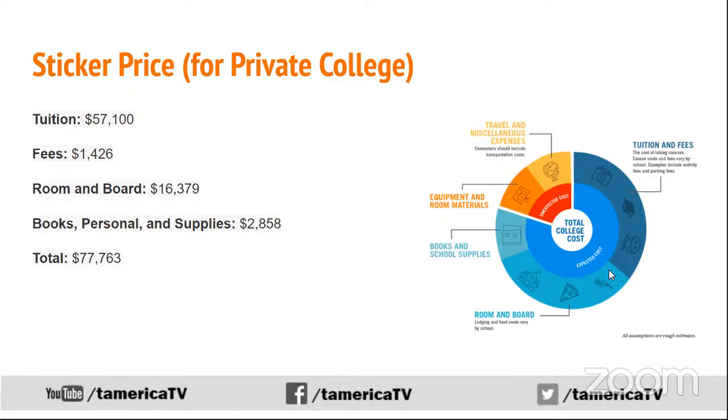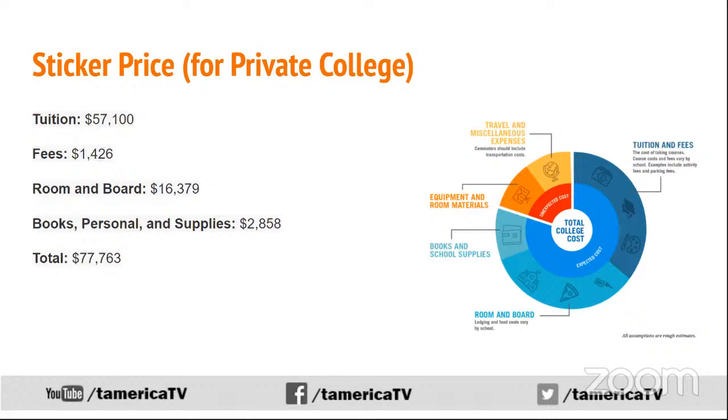And also there is another fee, we don't know what it is. And the next one is room and board, where they stay and pay for their food and all. And the next one is the books, supplies, and all other things. So overall, if I have to send my kid to that college, per year it is going to cost me $77,763.